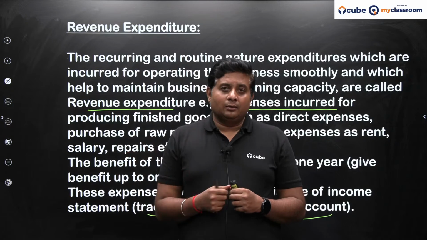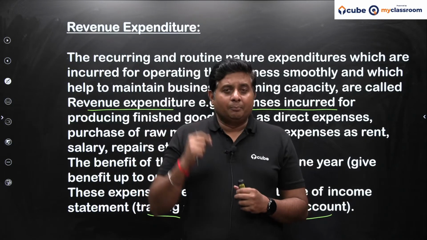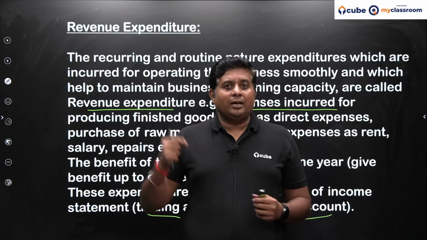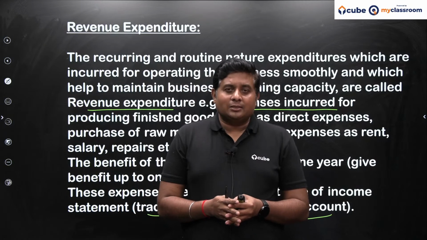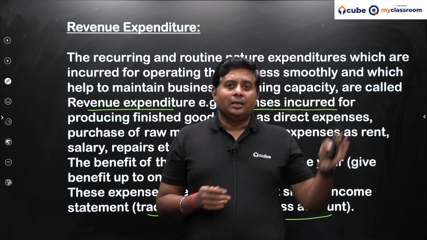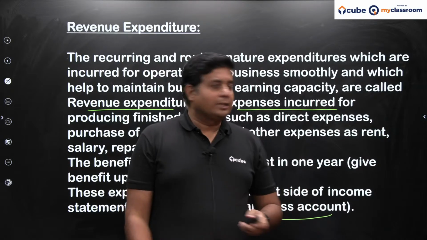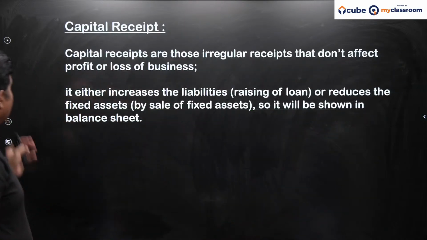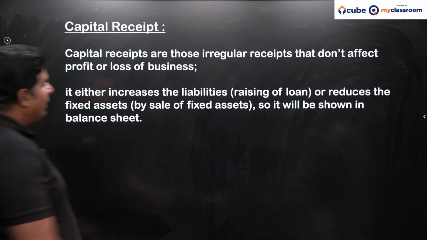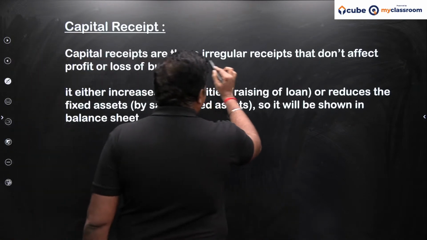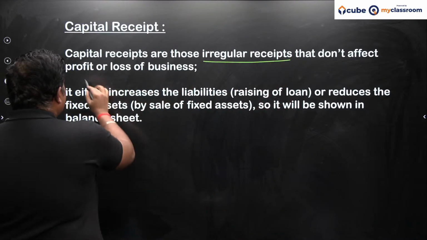Rent paid for the premises is a revenue expenditure, while building purchase is a capital expenditure. So these are the various examples in order to differentiate the capital expenditure and revenue expenditure. Now capital receipt. Capital receipts are those irregular receipts. When I say irregular receipt, it means non-recurring receipts that don't affect profit or loss of the business.